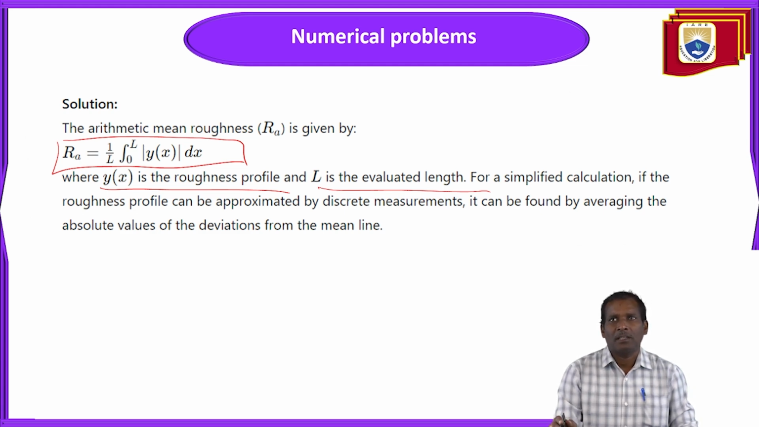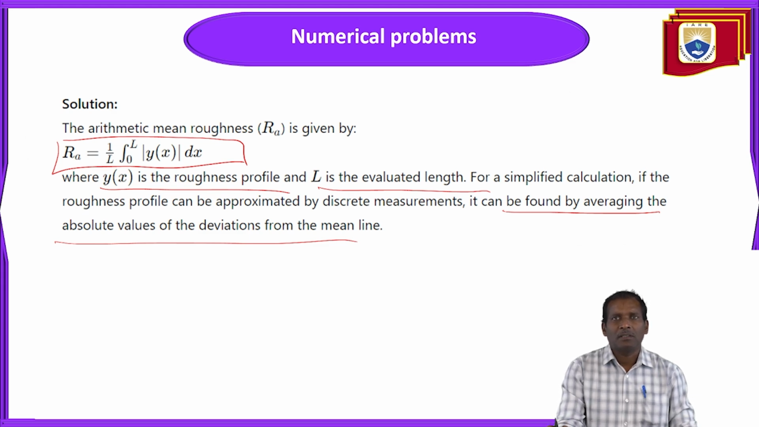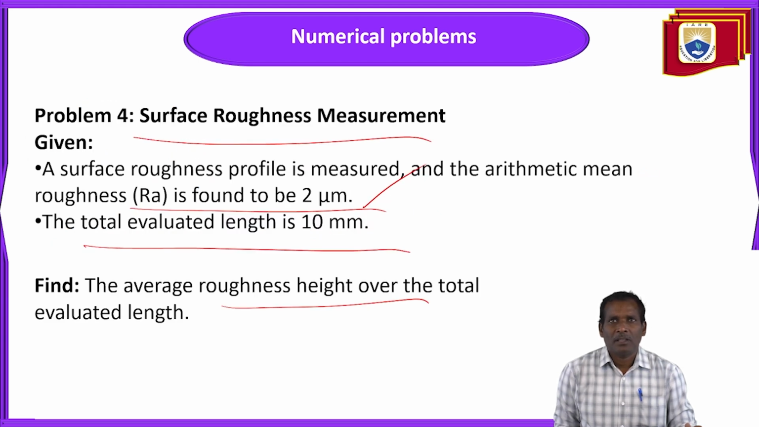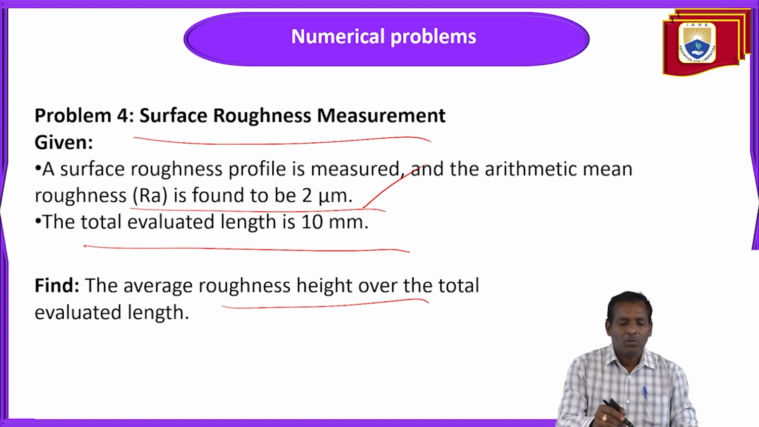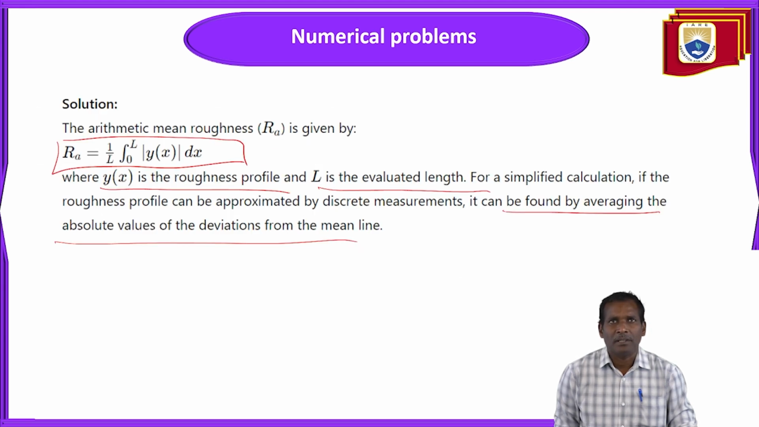For a simplified calculation, if the roughness profile can be approximated by discrete measurements, it can be found by averaging the absolute values of the deviations from the mean line. So Ra equals 1 by L integral 0 to L of y of x dx. You can calculate the average roughness value using this formula. The measured values are given as 2 micrometer and the evaluated length 10 mm, so substitute these values and you can calculate.